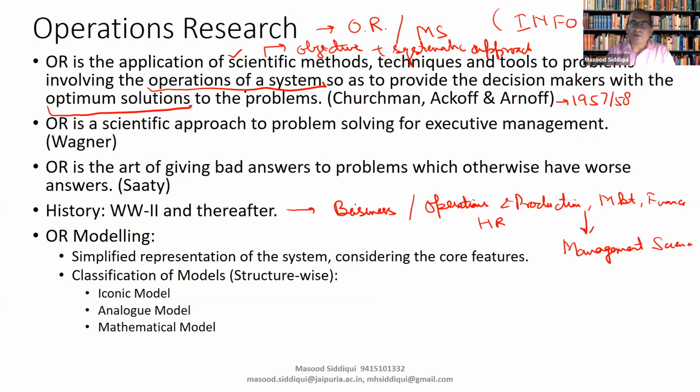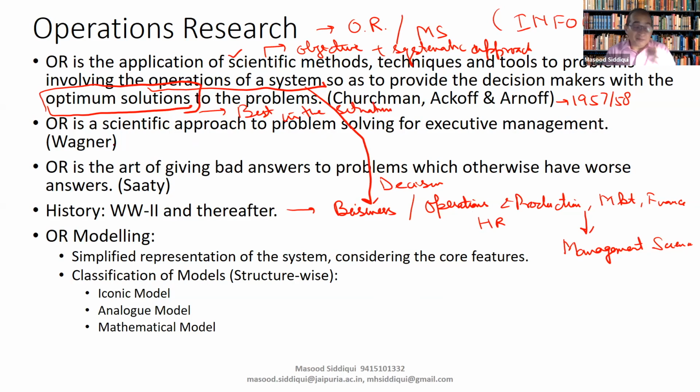Then it moves to the operations of a system. This system may be of any business situation or any situation where decision making is involved. Obviously the system involves all the things like operations and production, marketing, finance, HR, and the various domains of practical knowledge. And the purpose or the objective of this operations research technique is actually to find out the optimum solution of the problem. Optimum solution means this is the best in that situation. It is the best in that situation, right?